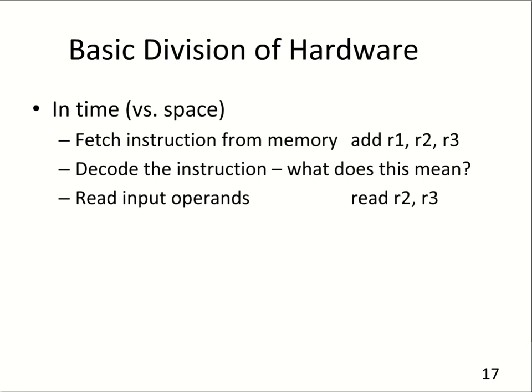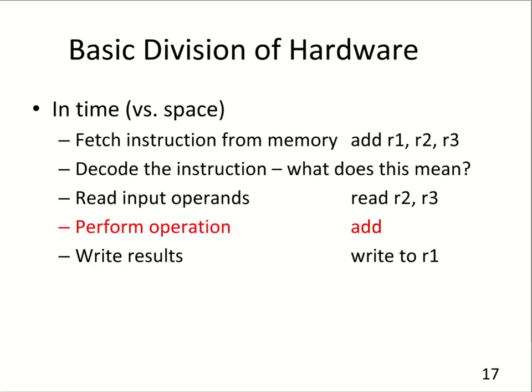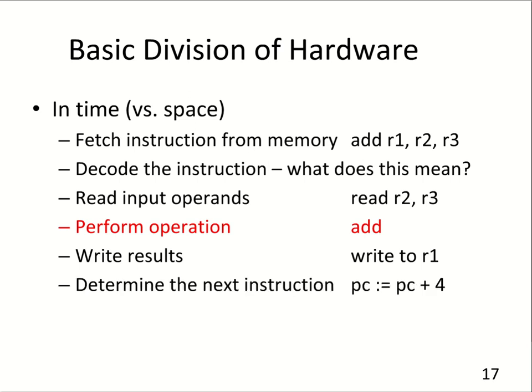After that, once it knows what it needs to do, it needs to start doing it. The first step typically would be to read operands that the operation needs. So in this case, we would read the two values R2 and R3 out of the register file. Then we would actually perform the addition operation, and then we would write the result back, in this case to register 1. So this is essentially what has to happen in time to execute an instruction.